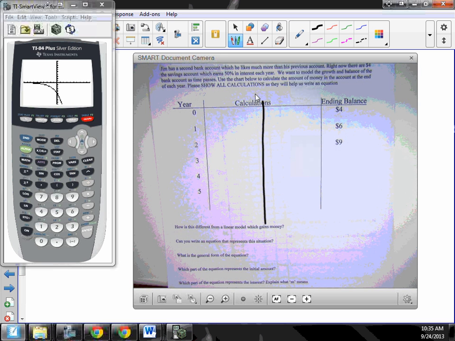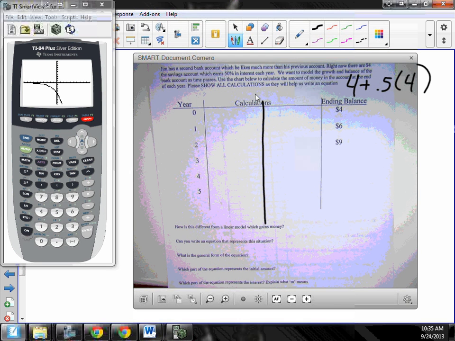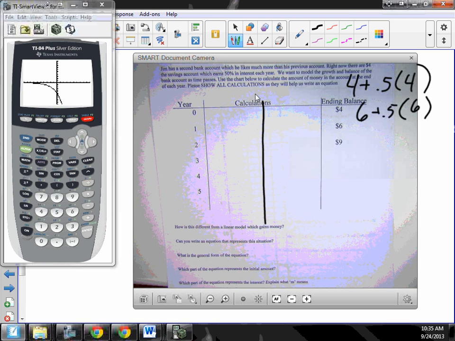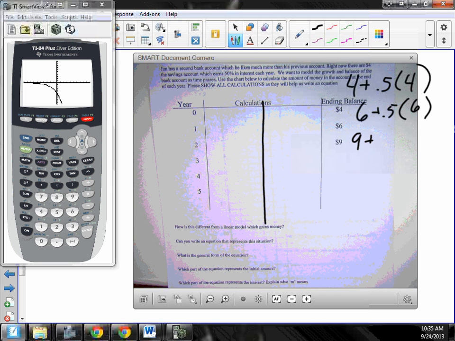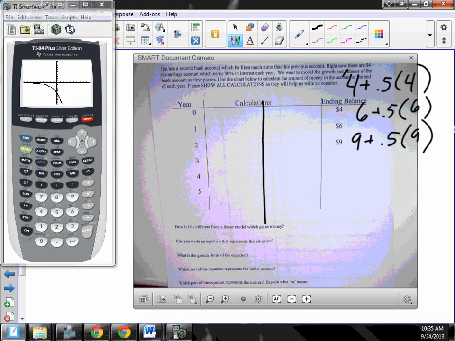So I think yesterday we talked about 4 plus 0.5 times 4. And then that equaled 6, and then 6 plus 0.5 times 6. Whatever, it doesn't matter. Either way, it works. So it's going to be 9 plus 0.5 times 9. Now, you notice in each of these, this number shows up twice.